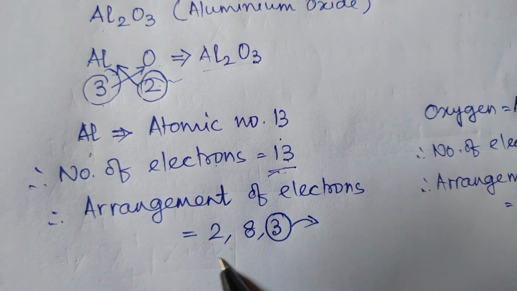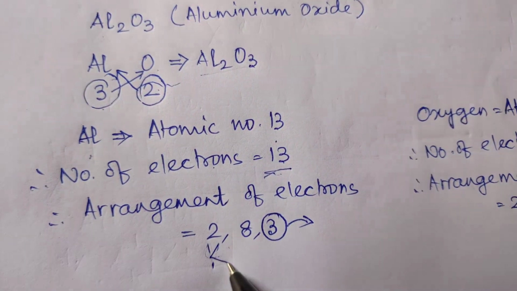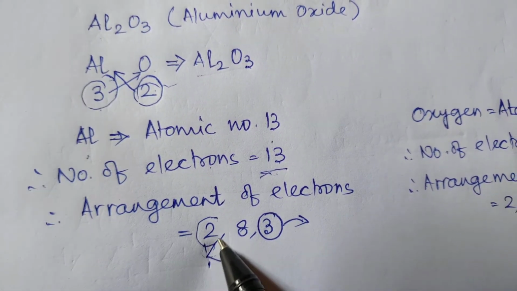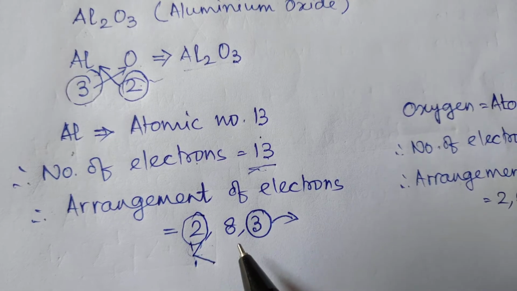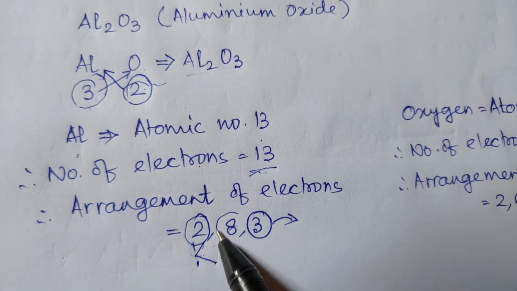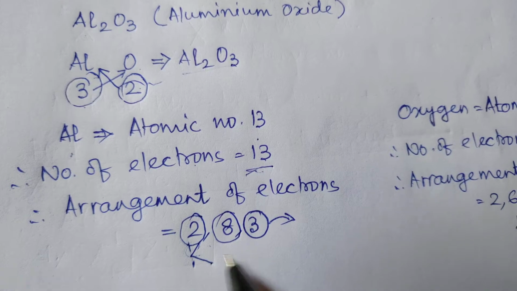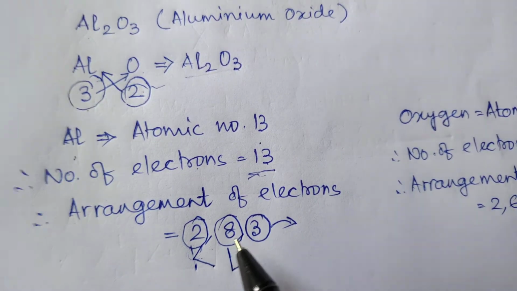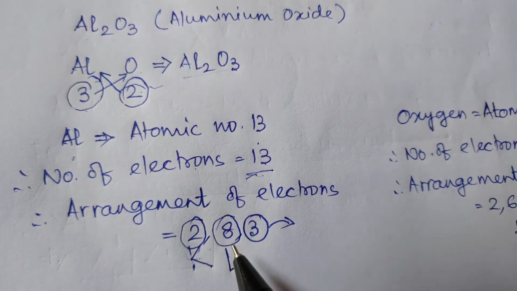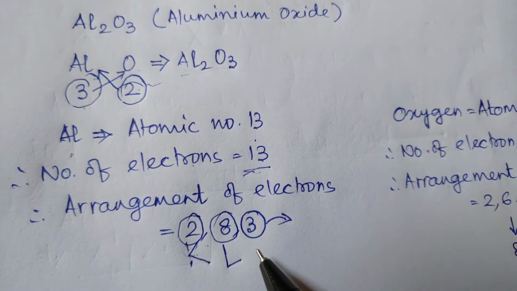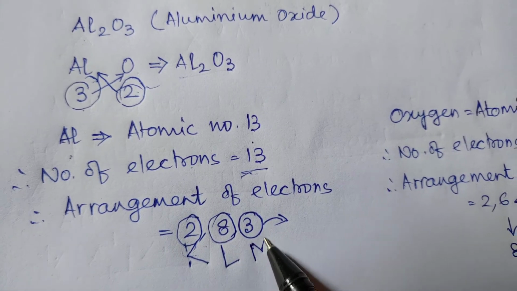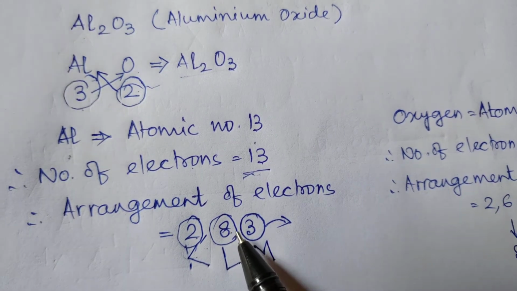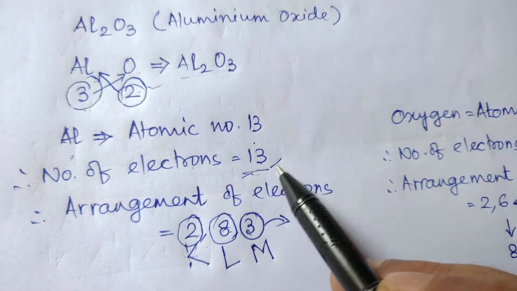In the very first shell, that is the K shell, it will be filled first. It will be 2 electrons. So how much is left? 11. Out of this 11, the second shell, the L shell, can occupy a maximum of 8 electrons. So these 8 electrons are placed in the L shell. So how many left? 3. So these 3 electrons are placed in the M shell. So 2 plus 8, 10 plus 3, 13 electrons fulfilled.